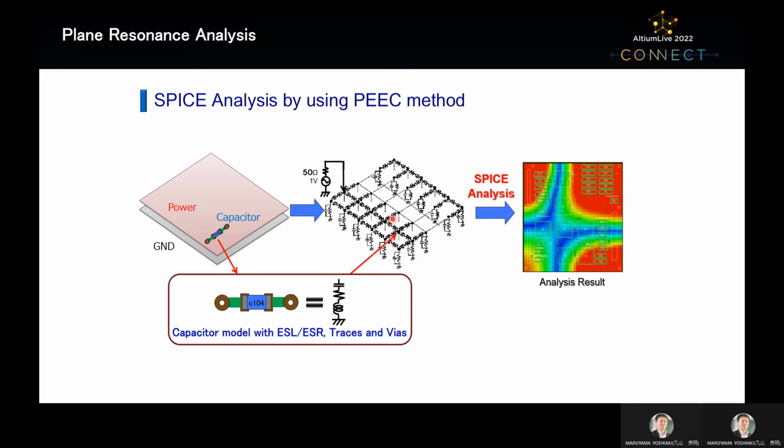After that, it applies 1 volt and 50 ohms in series as a noise source. By using SPICE analysis, it calculates the maximum voltage in each node for each frequency. By displaying the result of each node on the layout screen, it is possible to visually check the antinode and node of resonance.